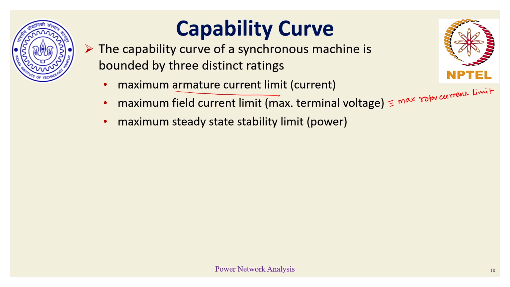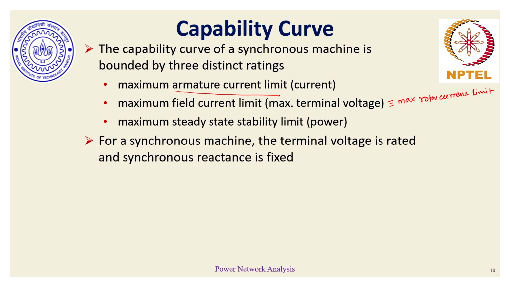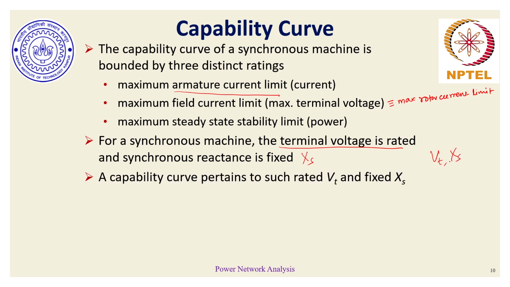The voltage limitation in a synchronous machine specifically comes from the maximum rotor current limit. And third is the maximum power which can be extracted from this particular machine. Usually, for the consideration of capability curves for cylindrical pole synchronous machines, we'll assume that the terminal voltage is fixed, operating at its rated voltage, and the synchronous reactance value is also fixed. So Vt and Xs are fixed quantities for a given machine, and every capability curve pertains to these fixed parameters. If terminal voltage and synchronous reactance change, the capability curves will also change.